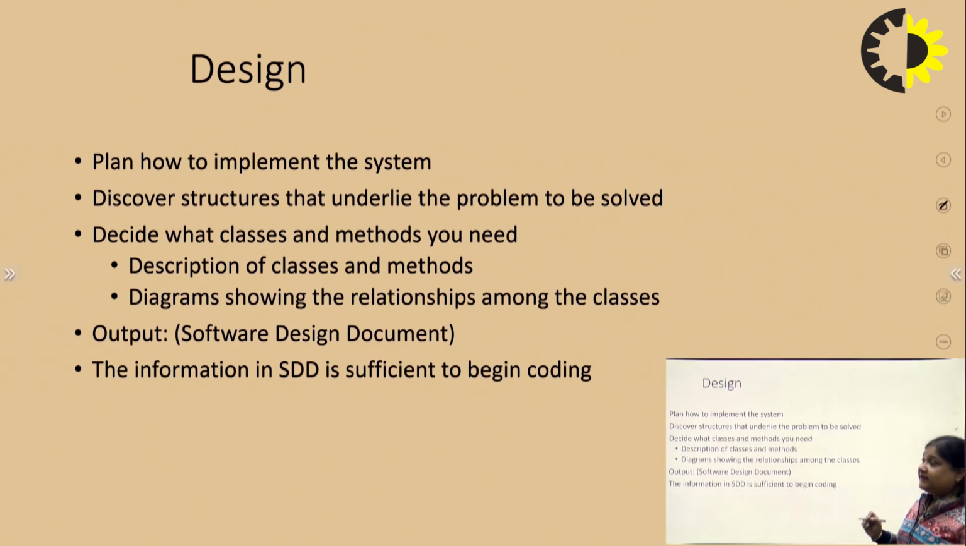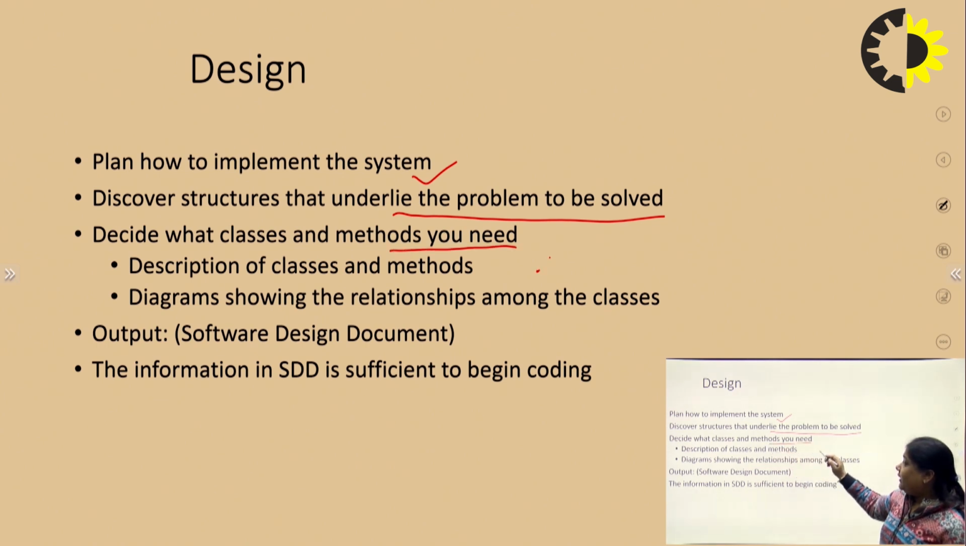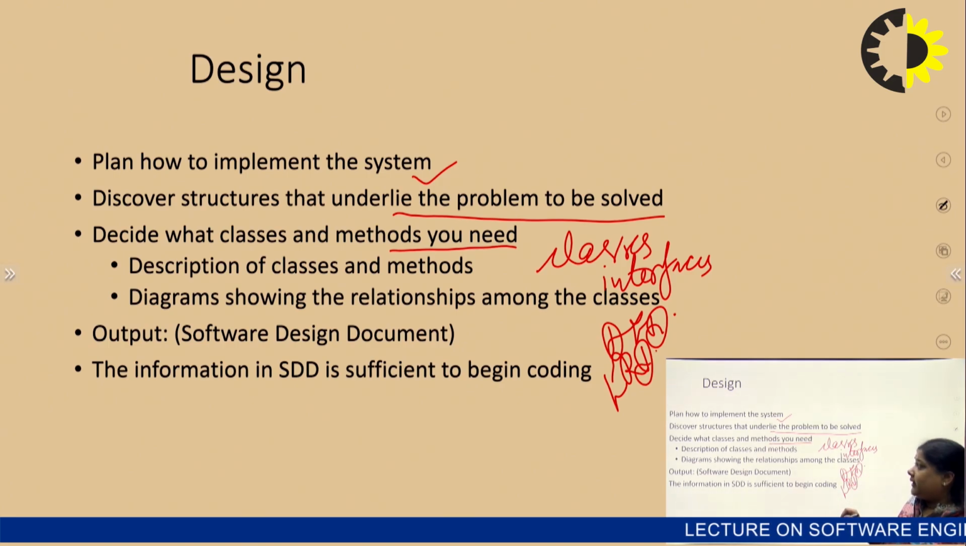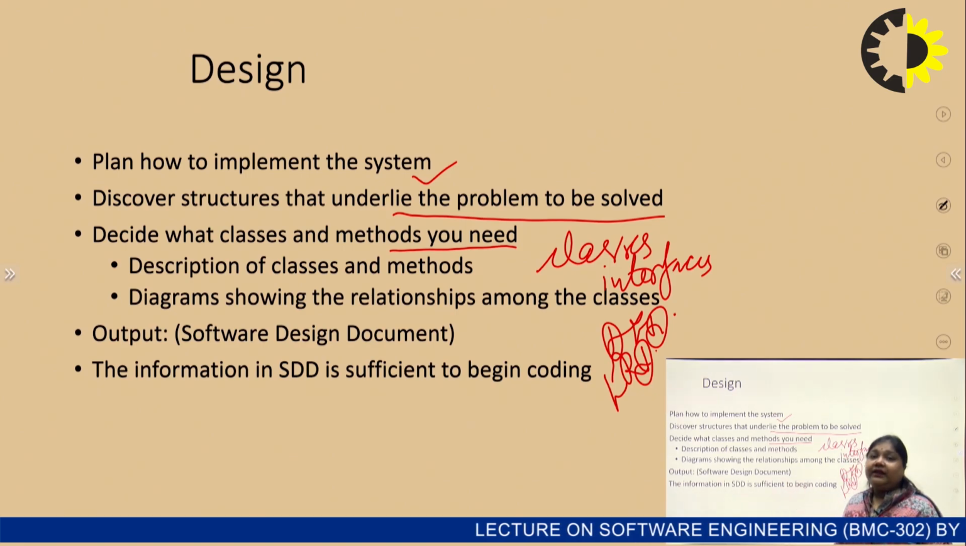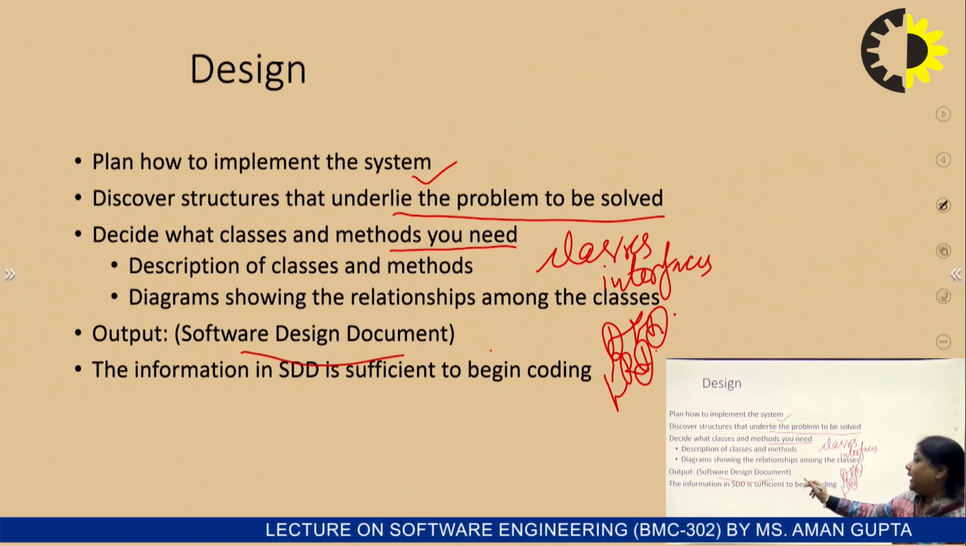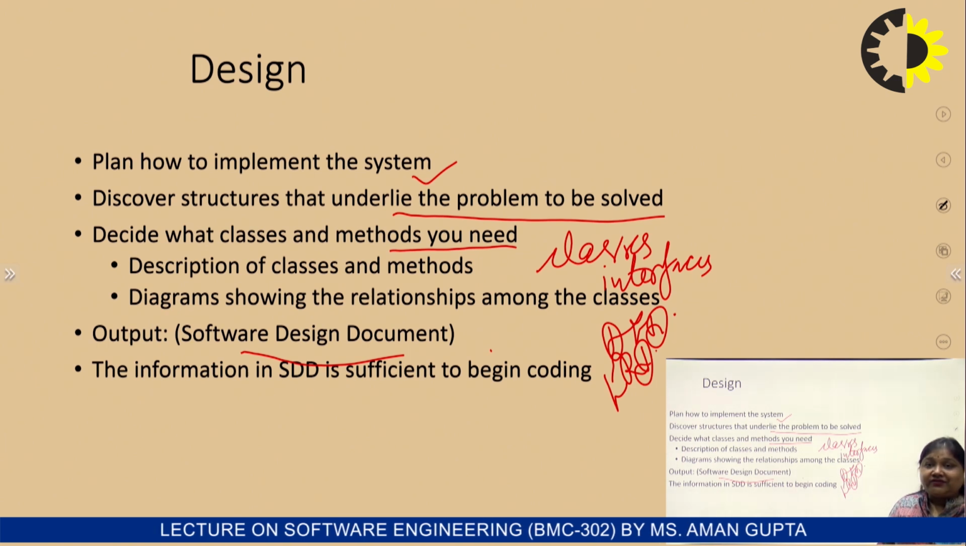Now the next part is design. In this phase, it plans how to implement the system, discovers structures that underlie the problem to be solved, and decides what classes and methods you need: class designs, interface designs, DFD designs, ERD designs. All that type of design is done under this phase, and the output of this phase is the software design document.